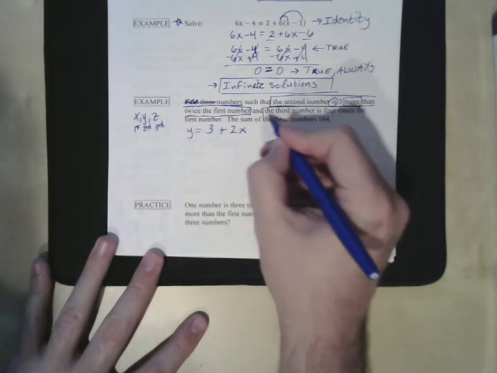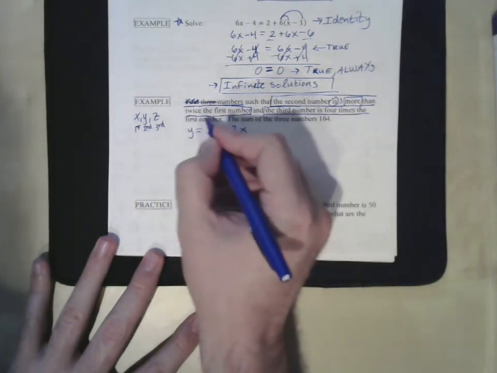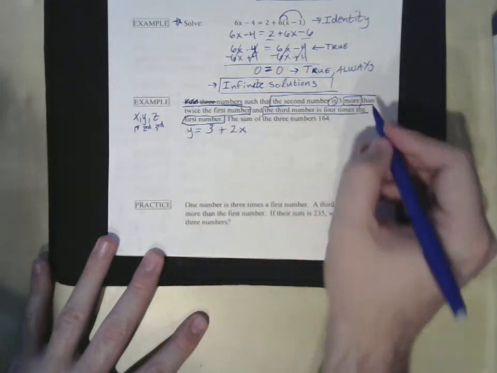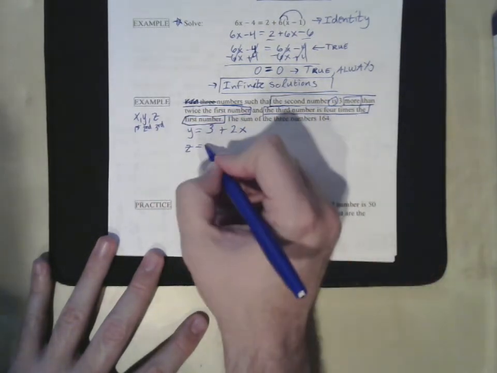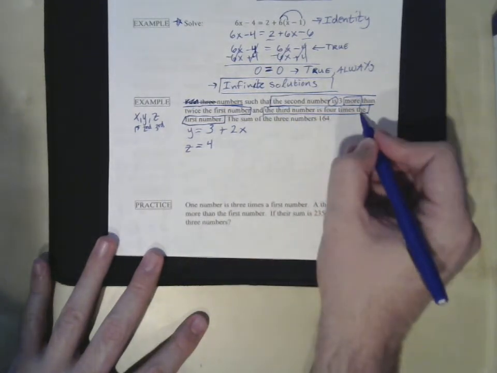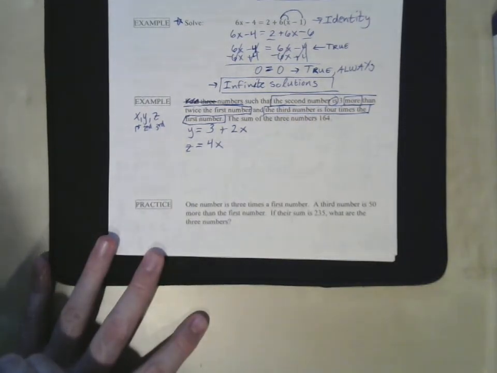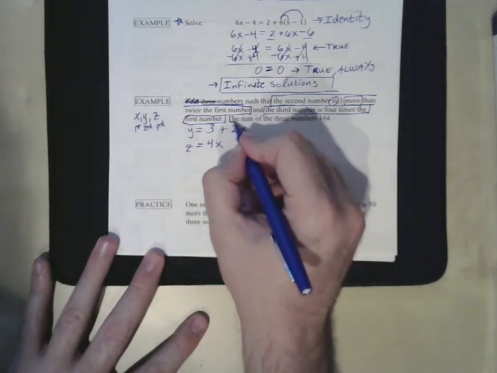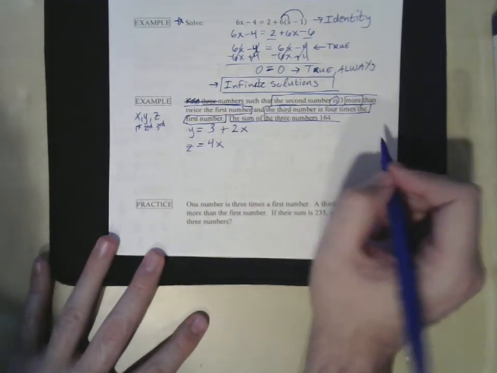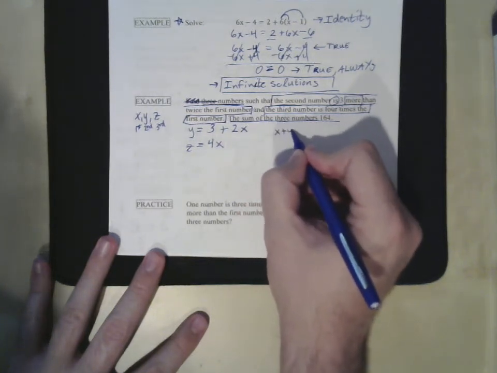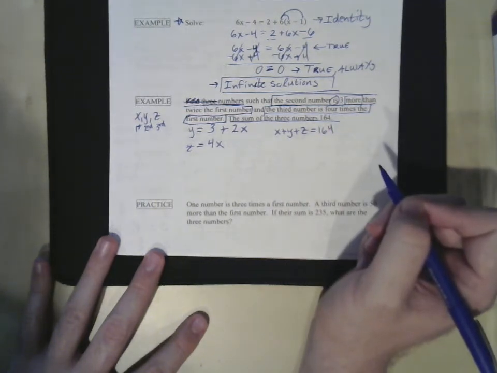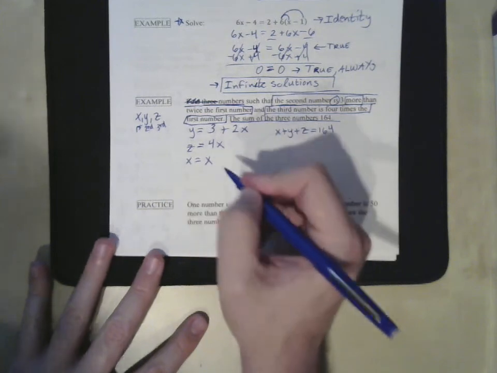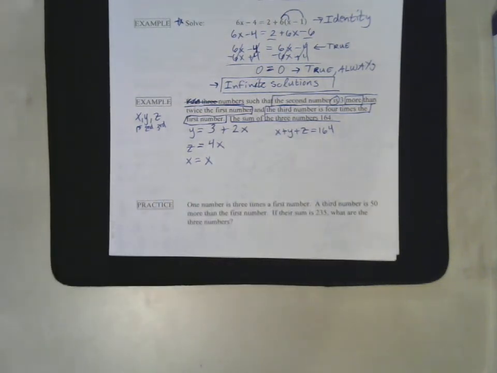The third number is 4 times the first number. So the third number for us is z. This is 4 times, that one's pretty self-explanatory, 4 times the first number, x. And then the sum of the 3 numbers is 164. So x plus y plus z equals 164. And if you want to add a final equation, since they don't tell us about the first number at all, we get to assume it's just itself, x equals x.